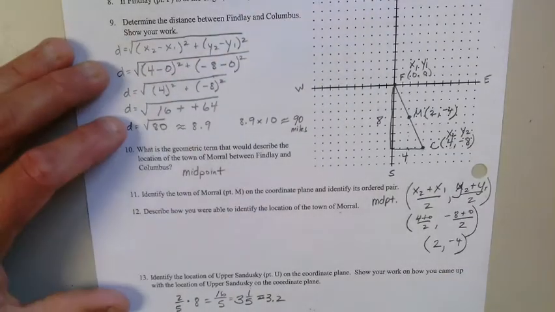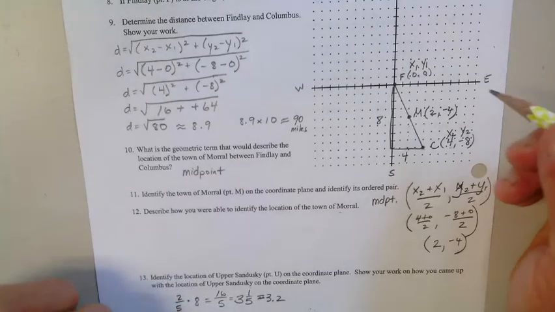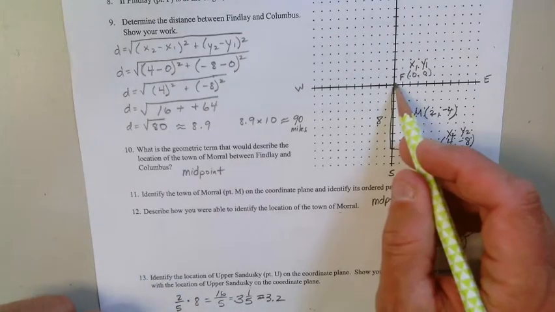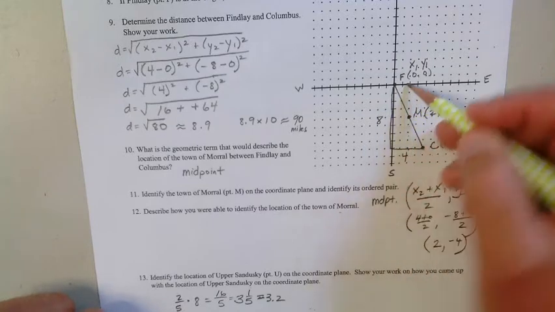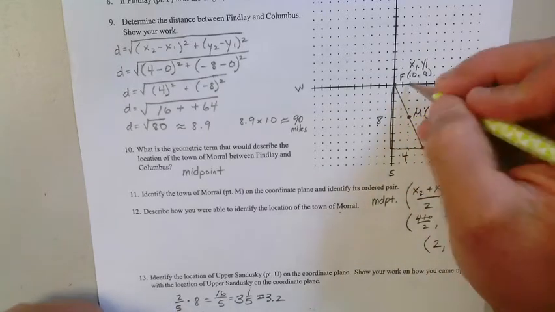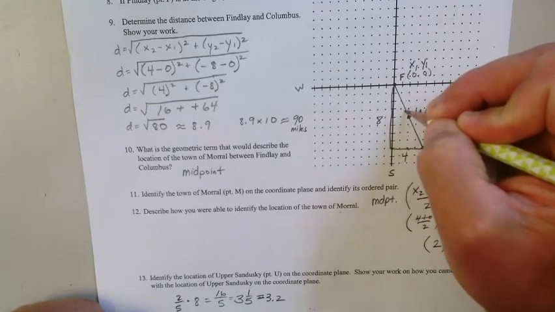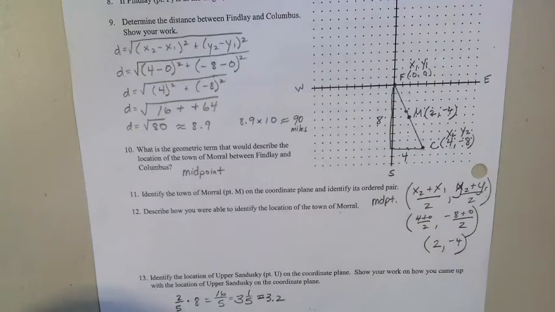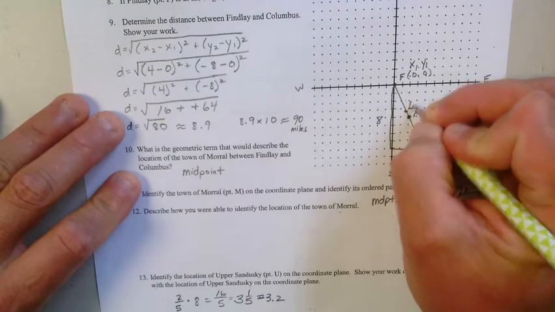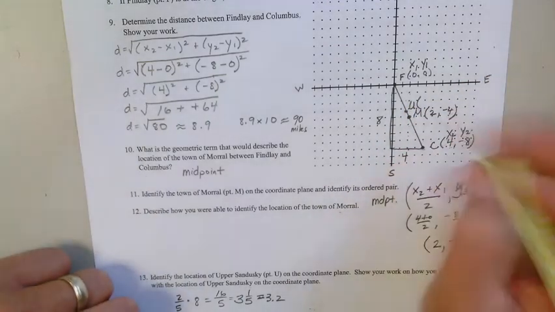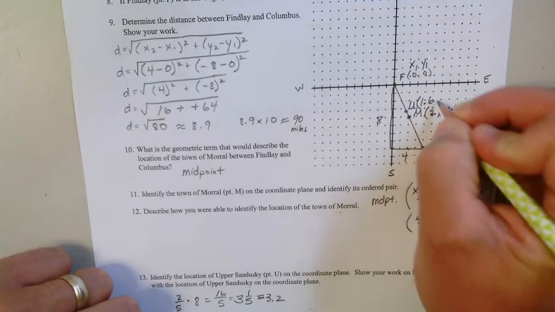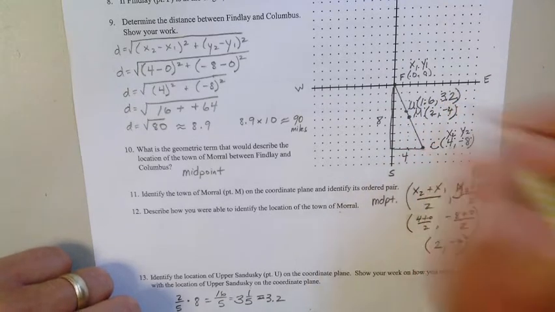Now, how do I get this? Well, let's do the x value first. I'm actually going over 1.6, and I'm going down 3.2. 1, 2, 3.2. So Upper Sandusky, if you think about it, 2/5 is actually 40%, or 0.4, 40%. It's almost half. And so as a result, the location of Upper Sandusky here is going to be at 1.6, 3.2. Okay.